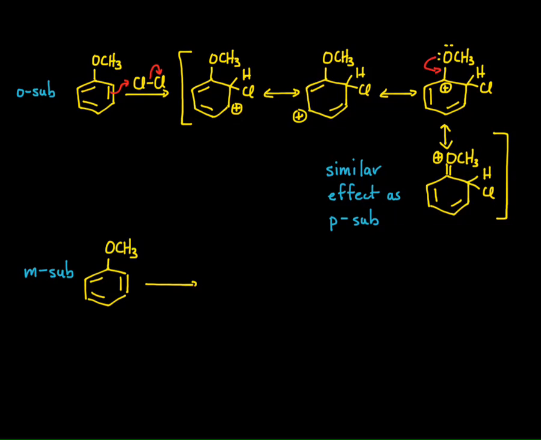So when we look at meta substitution, again, notice it's going to be very similar initially to ortho substitution. I'm going to use the same pi electrons to donate to my electrophile chlorine, generating a chloride anion. And yet this time, the chlorine is placed on the meta position. The carbocation now goes ortho to the OCH3 group.